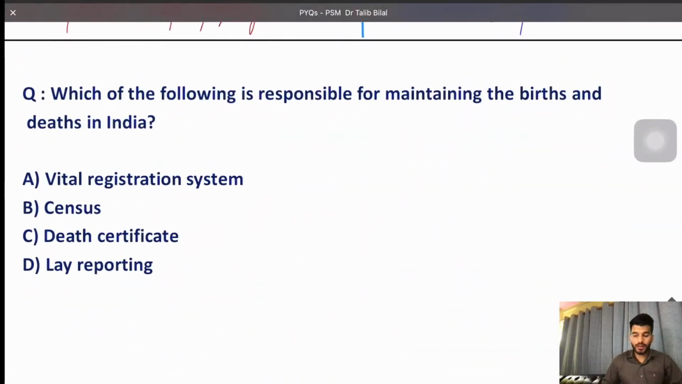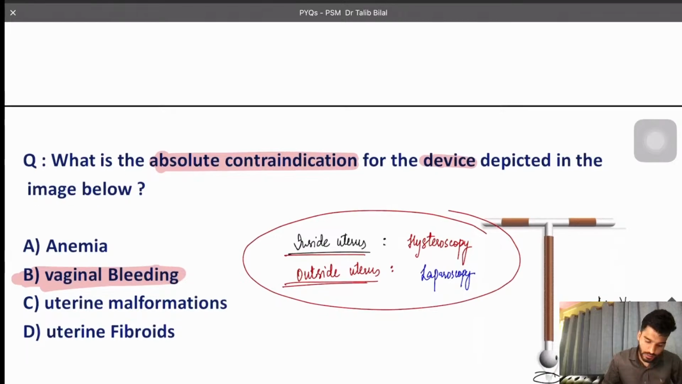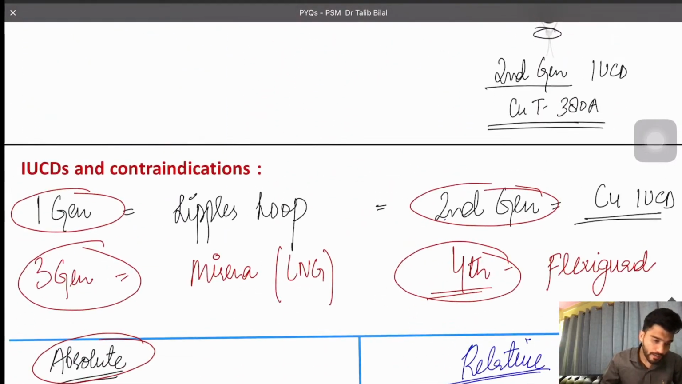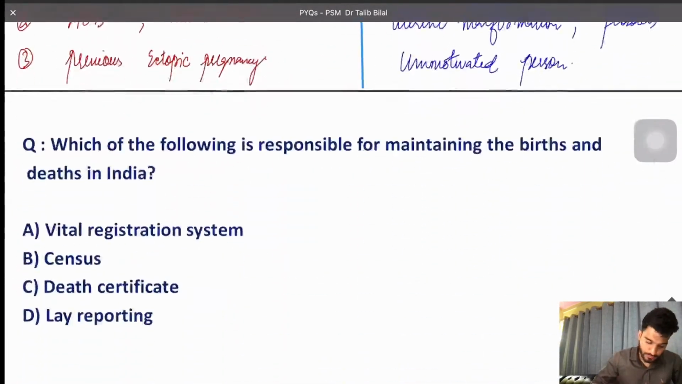Now it's clear, guys? IUCDs are clear? Everyone, tell me in the comment section.